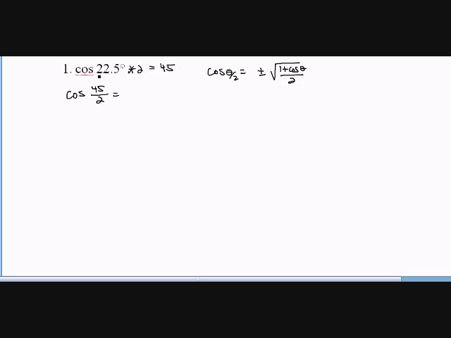Since 22.5 is in the first quadrant, I don't care where 45 is, I care where the original angle is, in the first quadrant, so therefore this is going to be plus. So it's plus the square root of 1 plus the cosine of 45 all over 2. So that's the square root of 1 plus radical 2 over 2 all over 2.